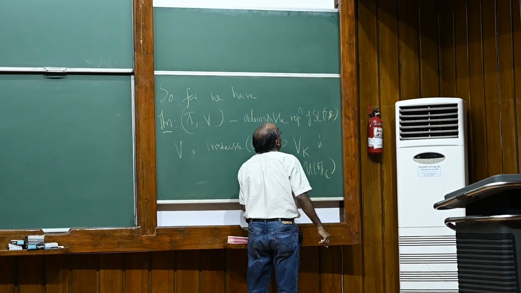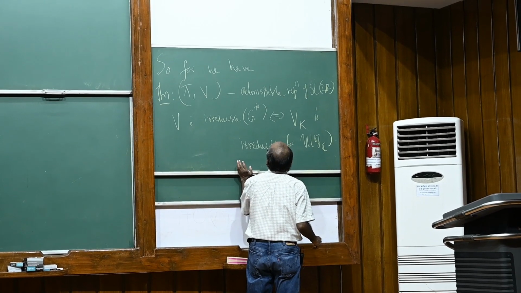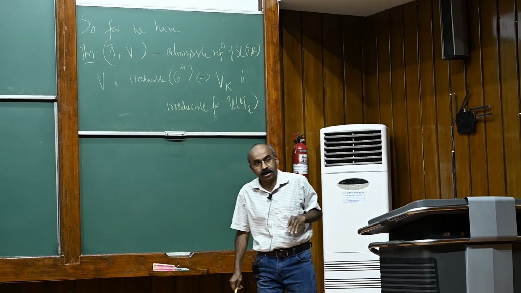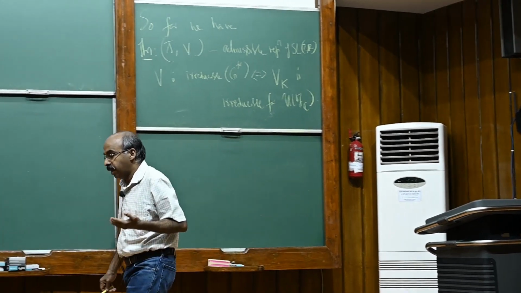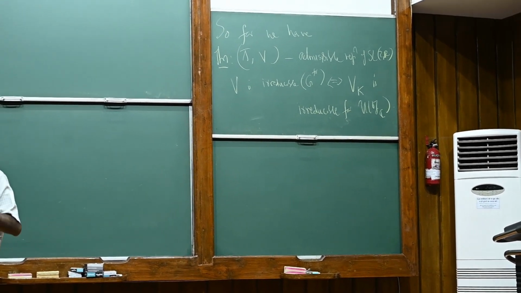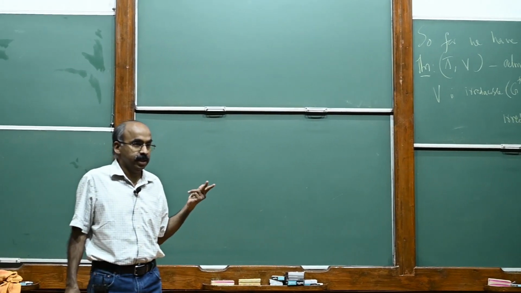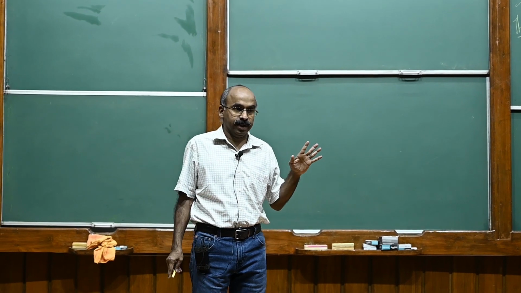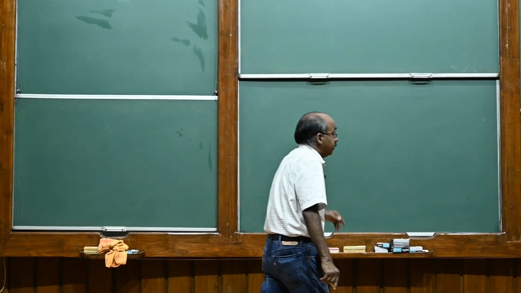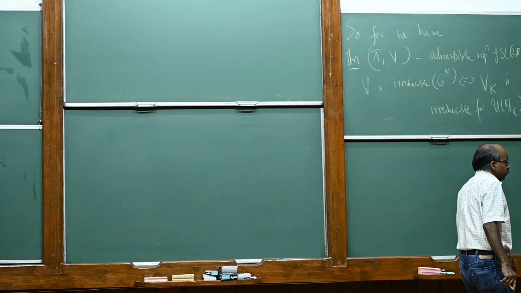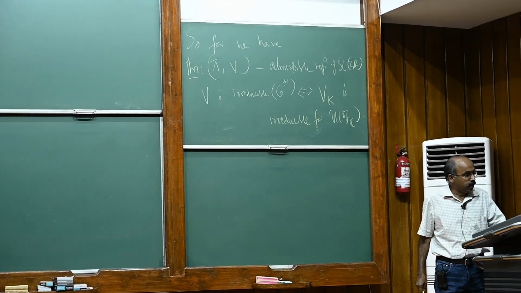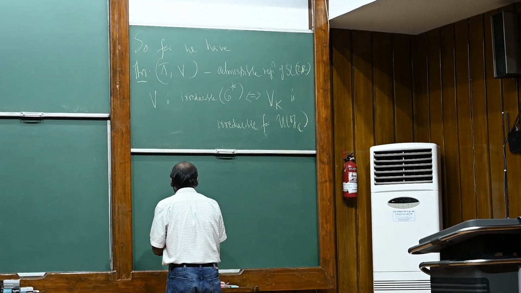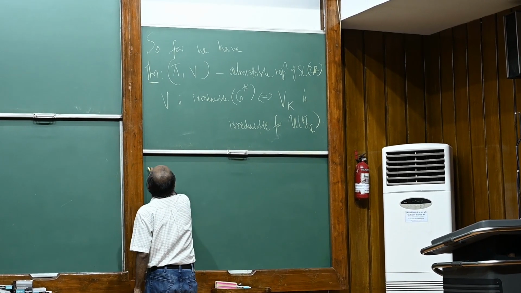Okay, so now we move towards classification. Remember that we have a list of unitary irreducible representations: the two sets of principal series, two sets of discrete series, and the complementary series, and the trivial representation. Okay, so we'll start with the following. Let me quickly write down.